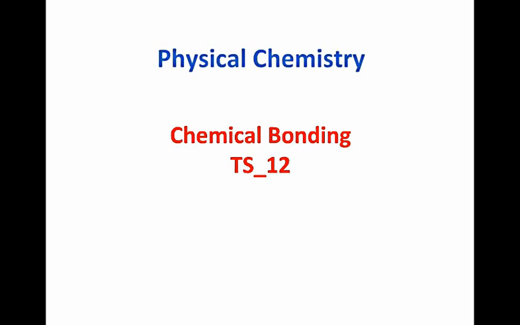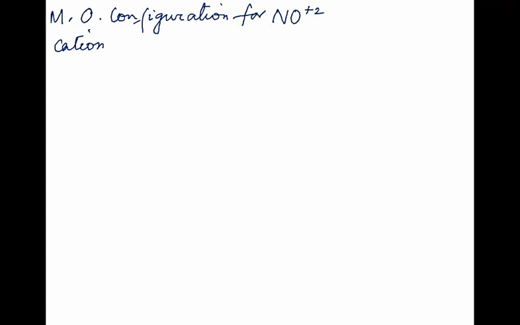So moving onwards with our discussion, we will now do the MO configuration for NO plus 2 cation. So we had already discussed the configuration for NO or nitric oxide. Now we will be discussing the NO plus 2 cation.